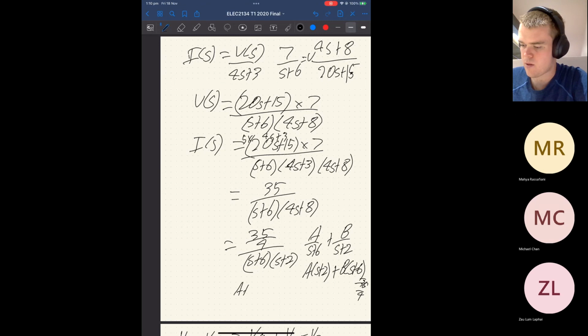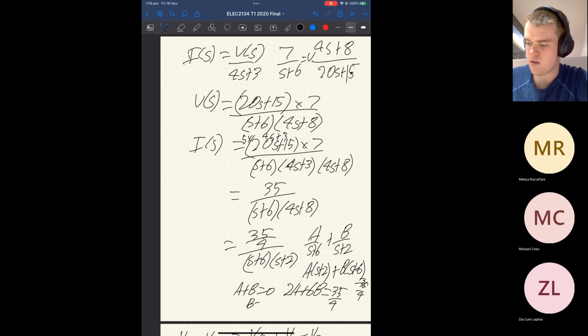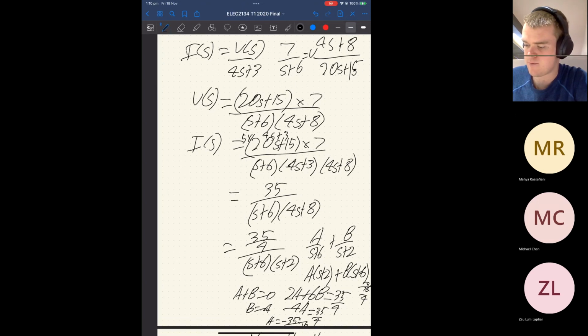And then you have A plus B is equal to 0. 2A plus 6B is equal to 35 on 4. And so therefore you're going to end up with B is equal to minus A. So then you have 2A minus 6B. So then it's going to become minus 4A is equal to 35 on 4. So A equals minus 35 on 16. And then B is equal to 35 on 16.